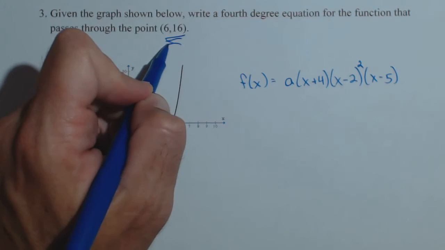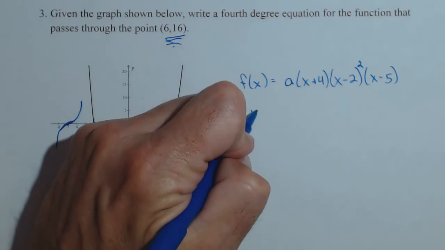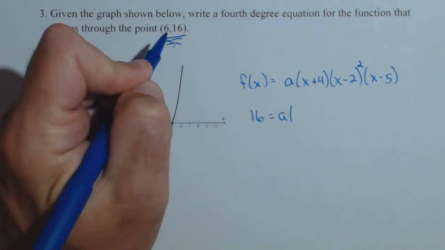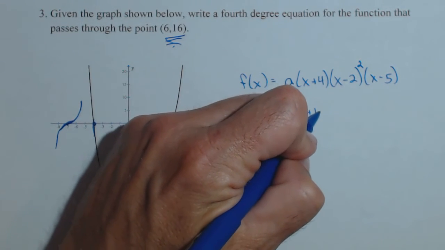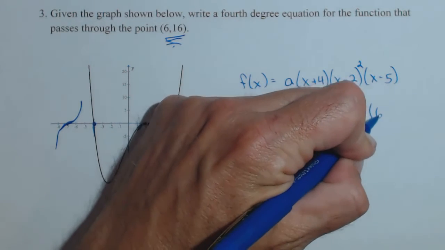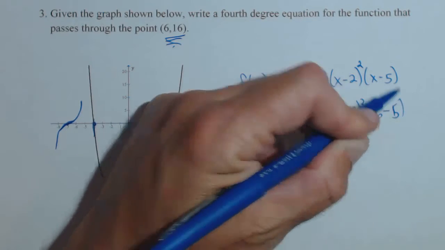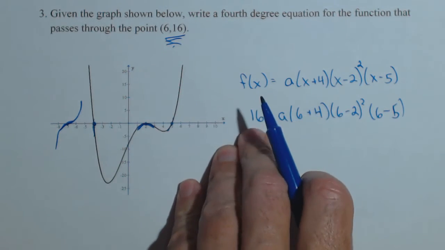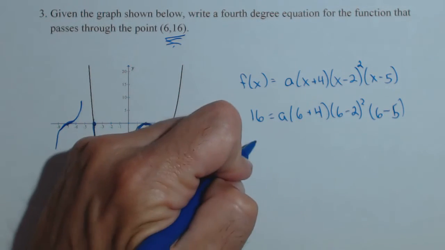Now we have to find the a, which means we're going to use this point here. The output is 16 when the input is 6. So let's go ahead and set that up. All I did was put in 6 for x and 16 for y, or the output.